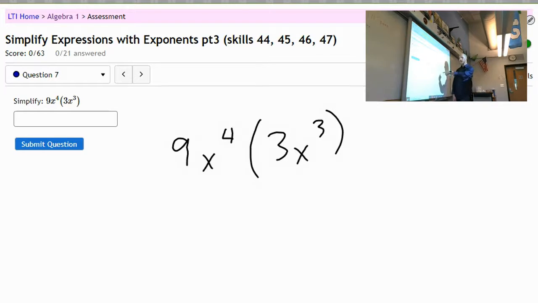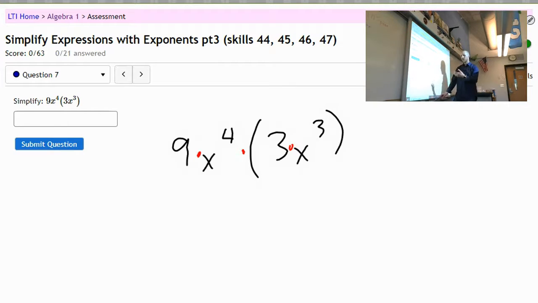Okay, so these parentheses really are just being used for multiplication. There's nothing for me to do inside the parentheses. So this whole problem really is a multiplication. I got 9 times x to the power 4, and that's being multiplied by the parentheses. Inside the parentheses, the 3 is being multiplied by the x to the power 3. Everything is multiplication. It's just written in different ways.